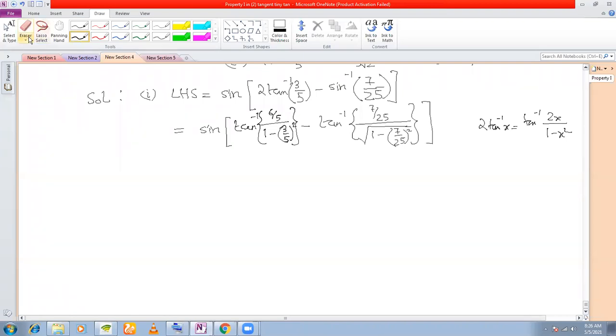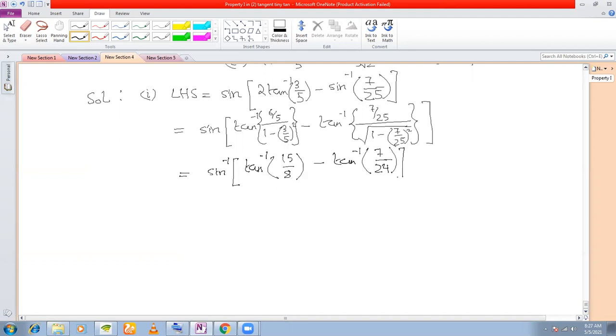Yeah, so that's it. Both have been converted to tan inverse. Now we'll simplify what is there within the brackets. I'm not showing you the simplification; you'll simplify this. You will get tan inverse 15 by 8, and here you will get tan inverse 7 by 24.